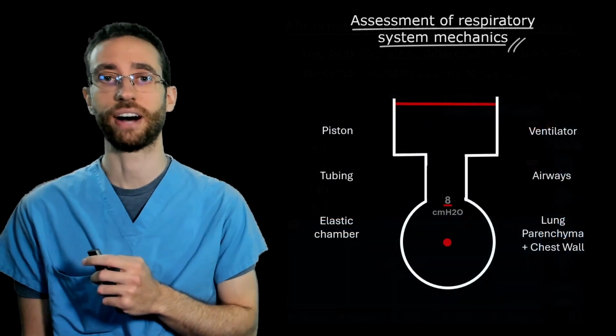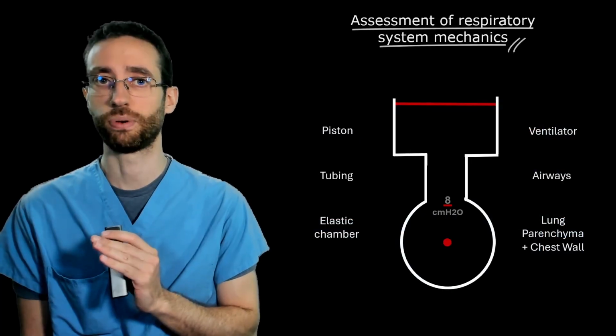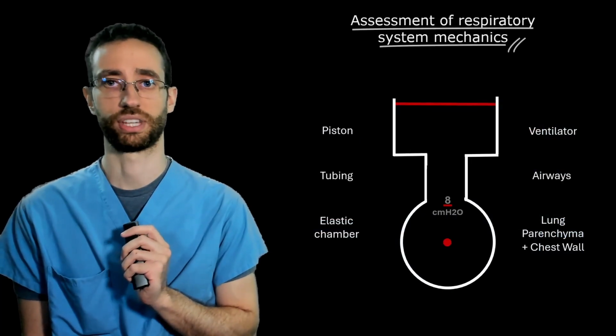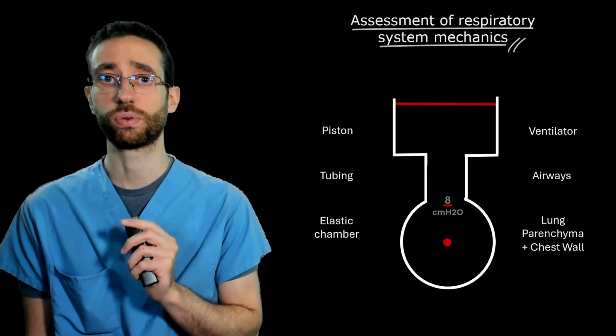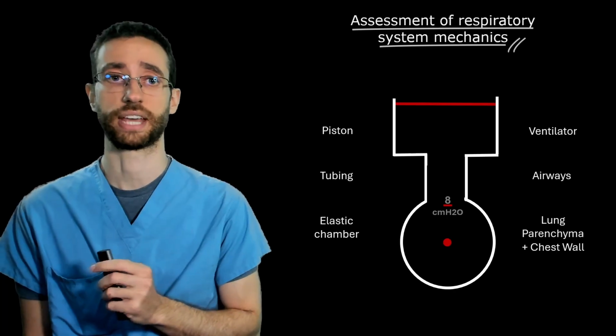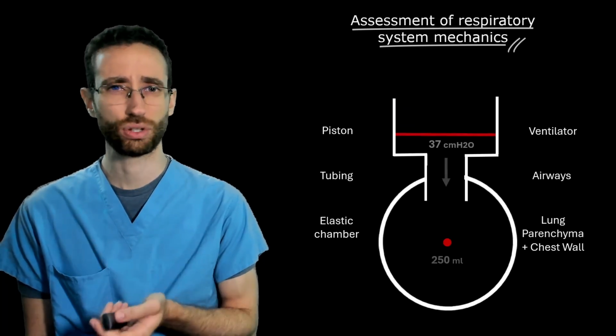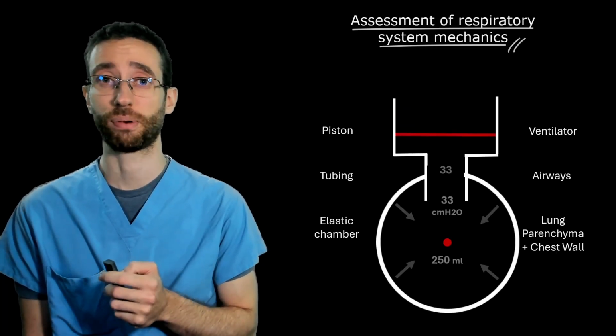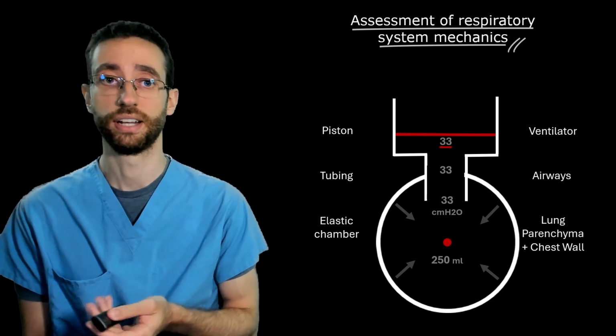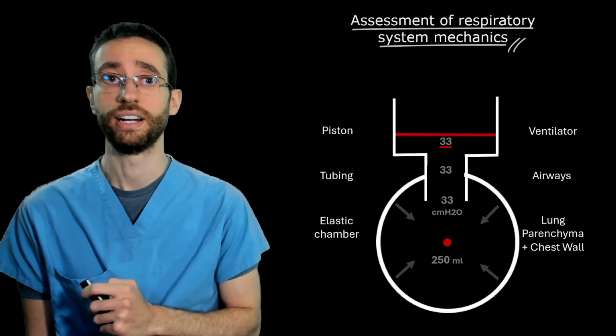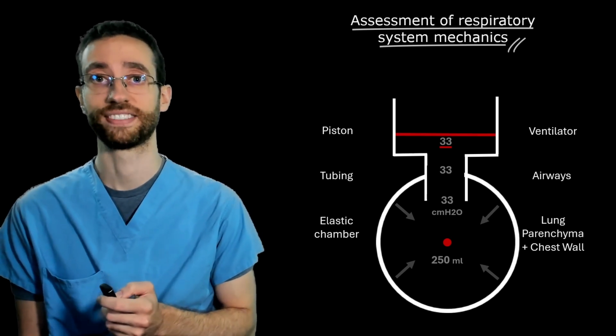Another way to think about this is that at end expiration, right before the tidal volume was given, alveolar pressures were equal to PEEP, so 8 in this case. After delivering only 250 ml of gas, alveolar pressures increase remarkably to 33 centimeters of water, indicating very poor compliance.